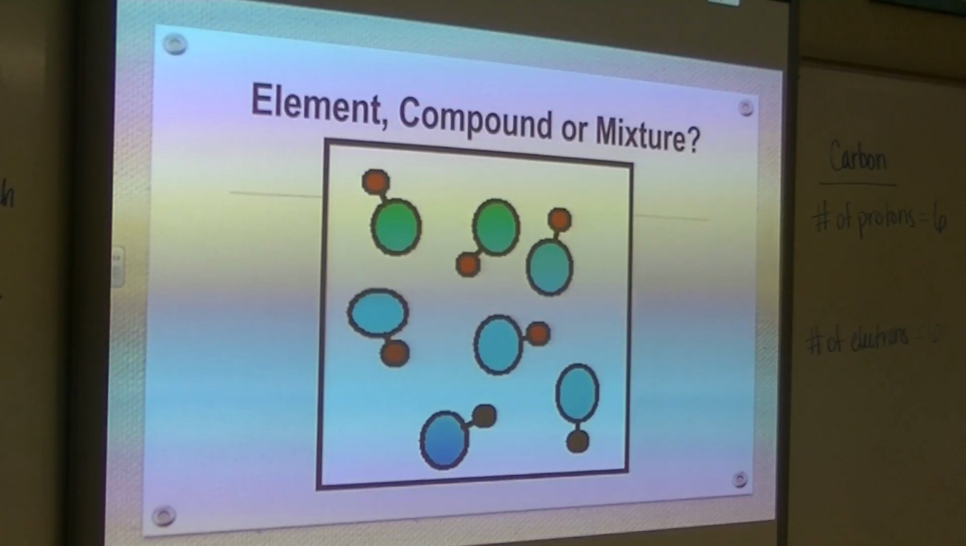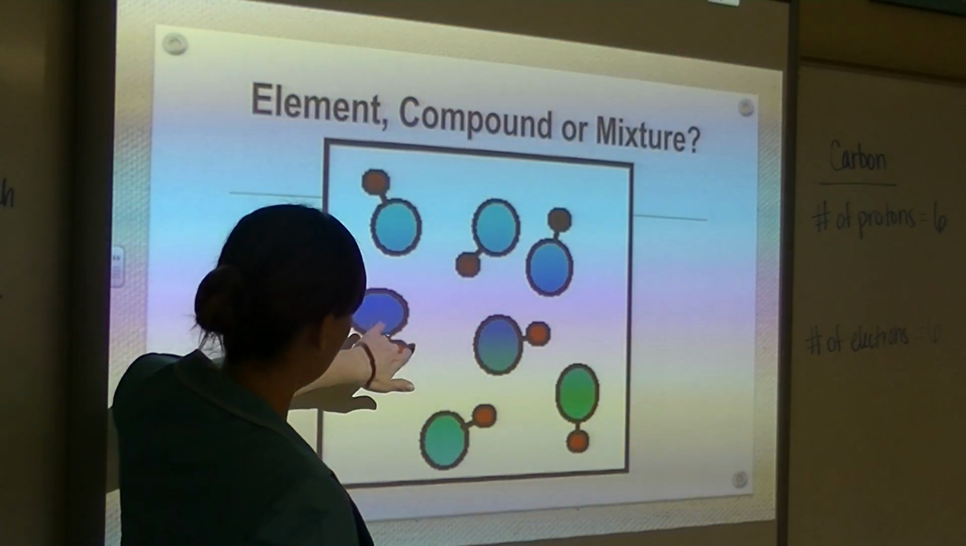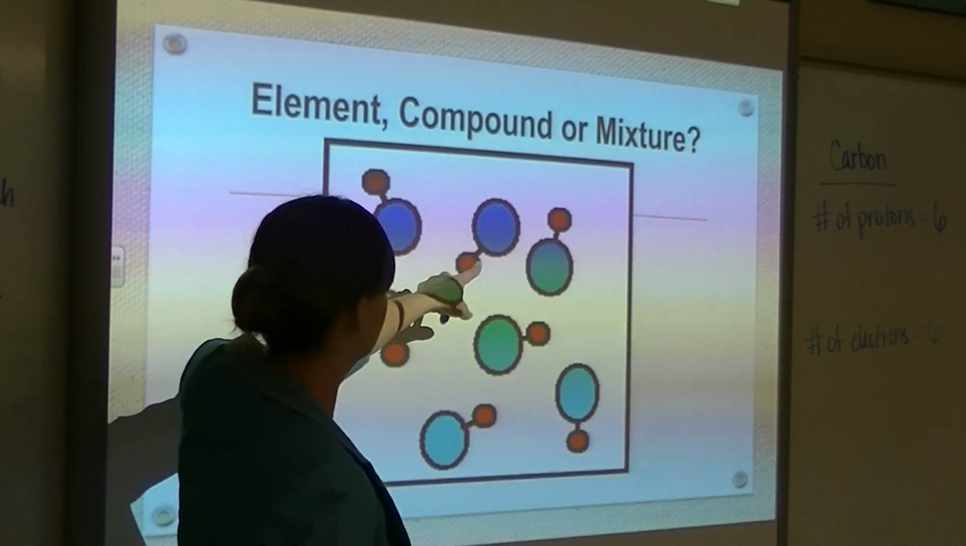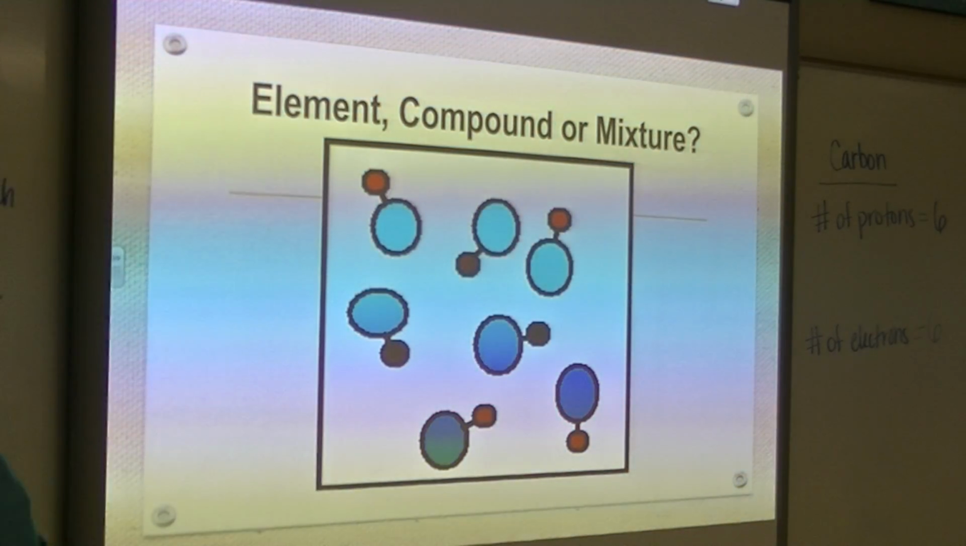Element, compound, or mixture? Compound. These are compounds. There's two different elements, but you see where the bond is? That little line represents a bond, right? So they're chemically bonded together. Good.